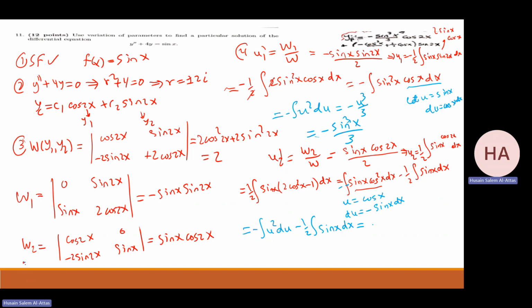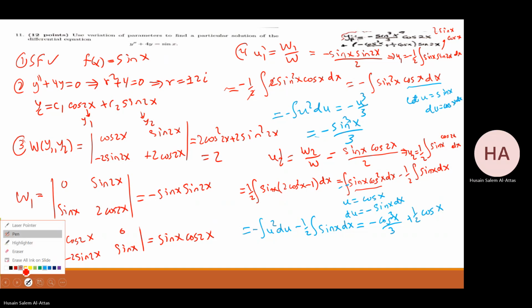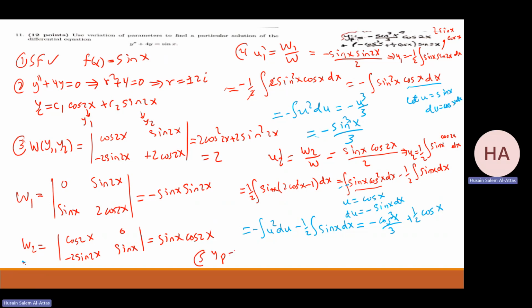That gives me what? Minus u cubed, which is cosine cubed over 3. Minus half sine, the integral of sine is cosine, so that will be plus half cosine. Okay. The last step, yp will be u1 y1 plus u2 y2.